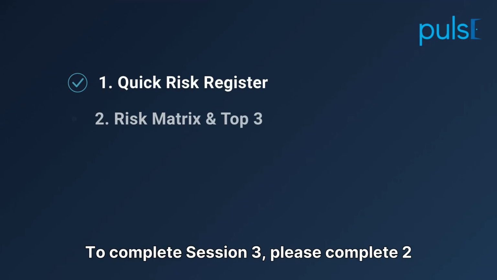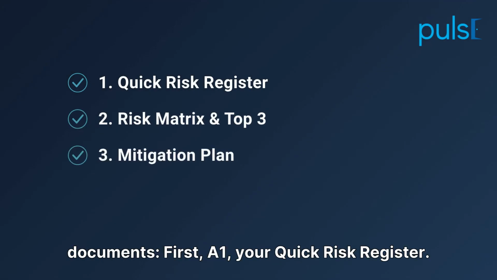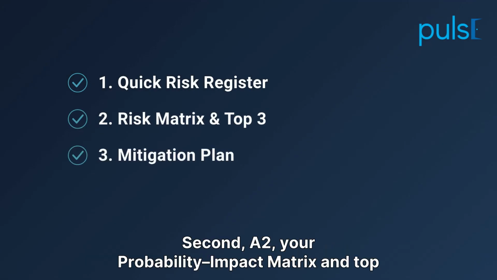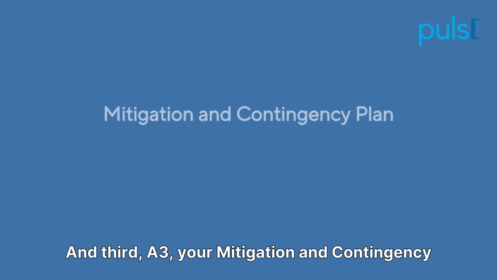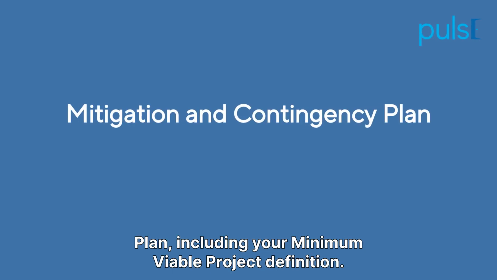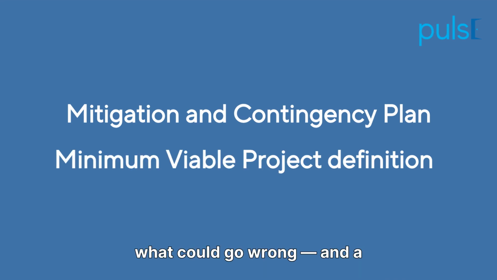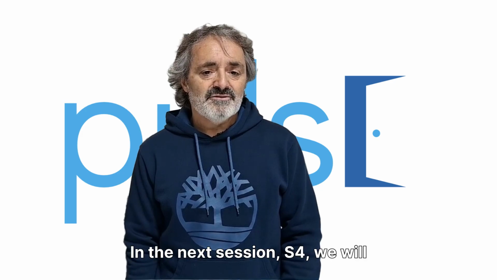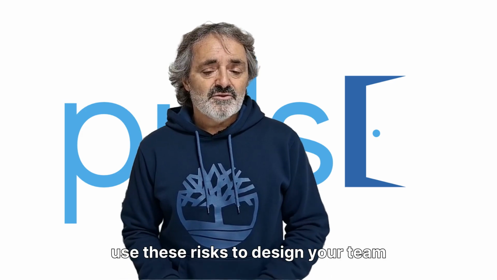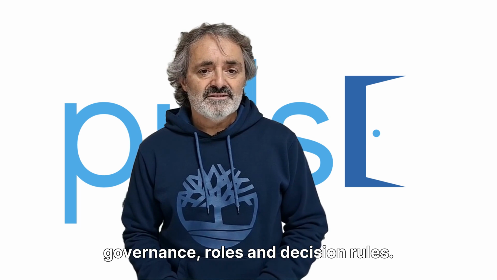To complete Session 3, please complete 3 documents. First, A1, your quick risk register. Second, A2, your probability impact matrix and top 3 risks. And third, A3, your mitigation and contingency plan, including your minimum viable project definition. You now have a clear view of what could go wrong and a plan to protect your value. In the next session, S4, we will use these risks to design your team governance, roles, and decision rules.